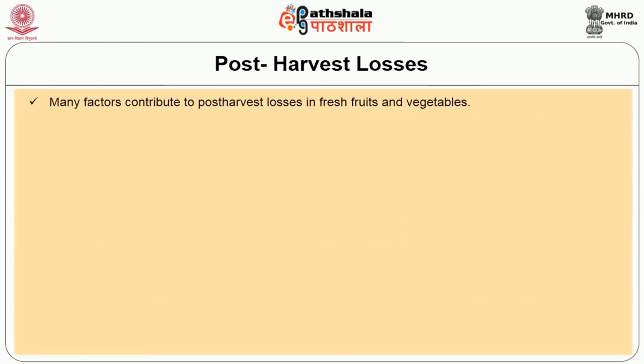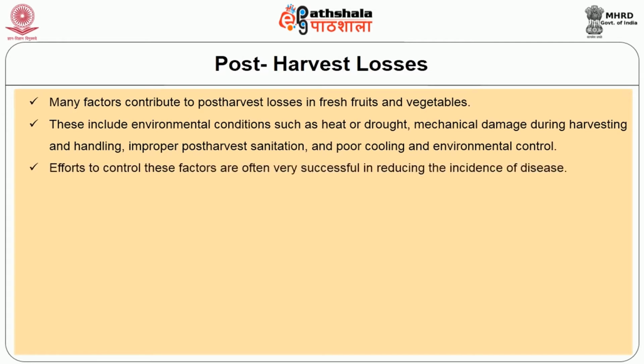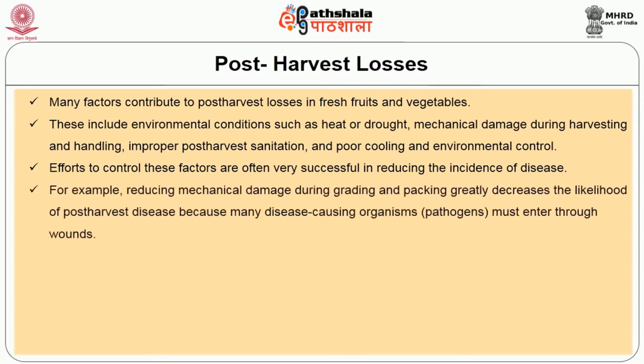Many factors contribute to post-harvest losses in fresh fruits and vegetables. These include environmental conditions such as heat or drought, mechanical damage during harvesting and handling, improper post-harvest sanitation, poor cooling and environmental control. Efforts to control these factors are often very successful in reducing the incidence of diseases. For example, reducing mechanical damage during grading and packing greatly decreases the likelihood of post-harvest disease because many disease-causing organisms like pathogens must enter through wounds.